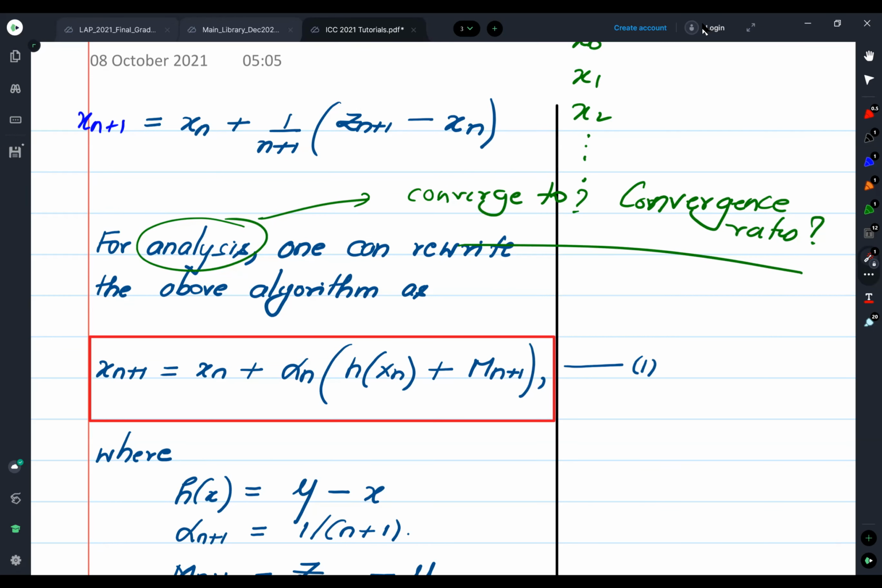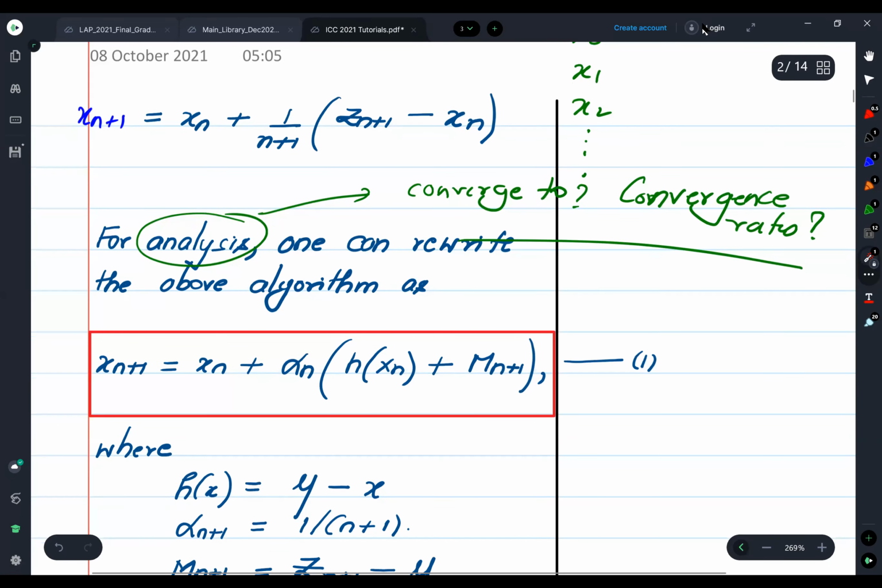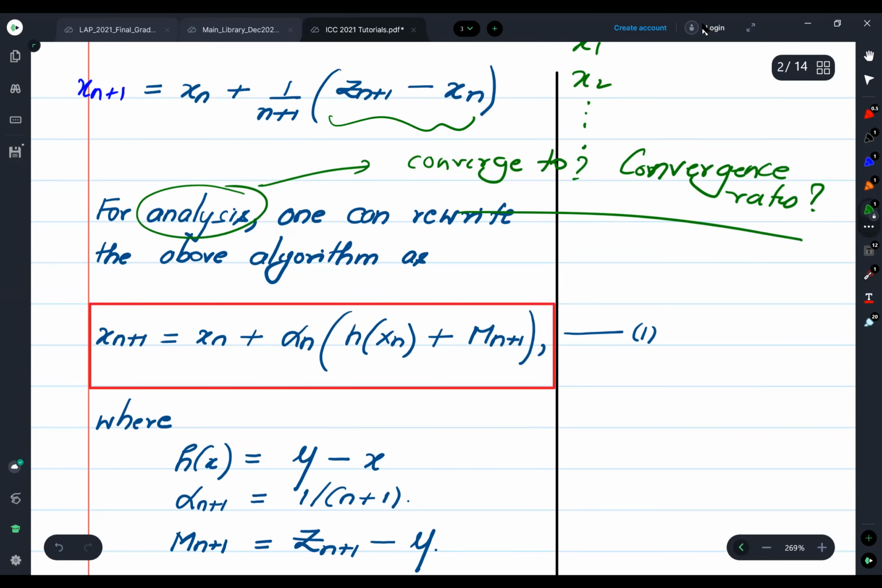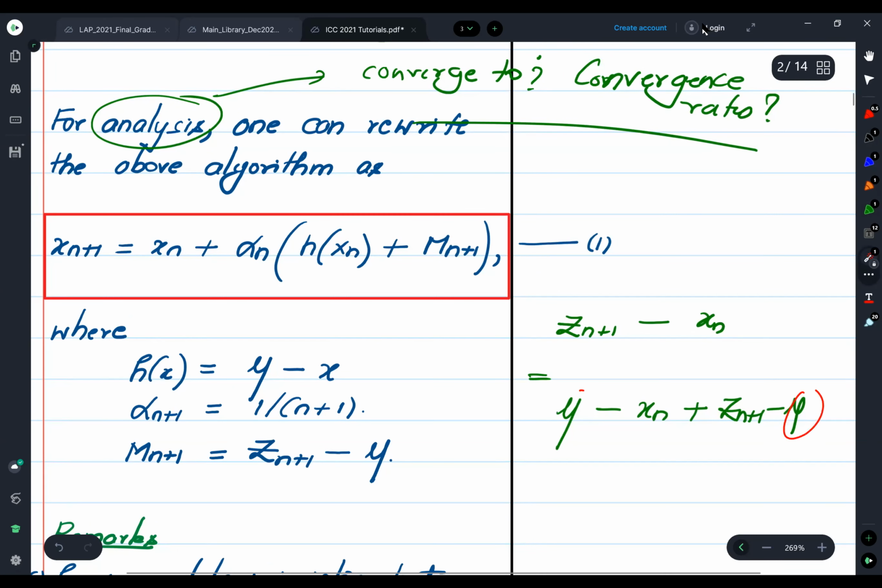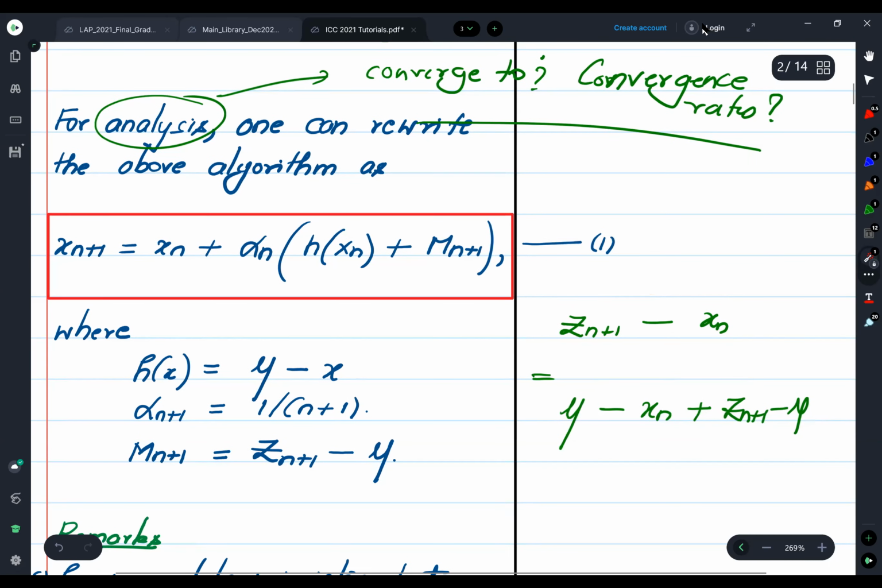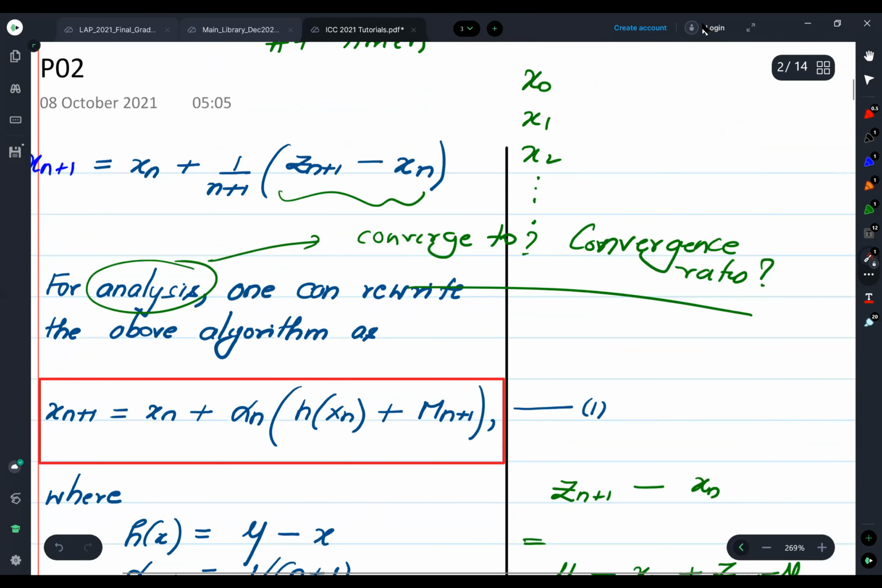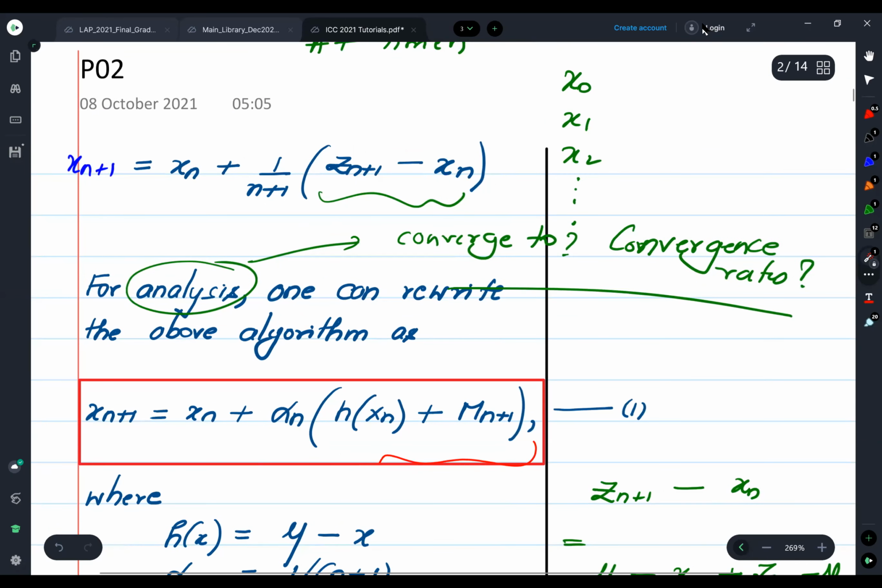I'm doing nothing sophisticated. I'm just massaging this algorithm and writing it in this form. So what have I done? Observe that in this round bracket, I have Zn plus 1 minus Xn. Instead of Zn plus 1, I write mu. Since I have added this mu, I need to subtract it. Because I'm adding and subtracting this mu, these things cancel off, and what I have over here is exactly the same expression that I have over here. So I can rewrite the algorithm in this form.